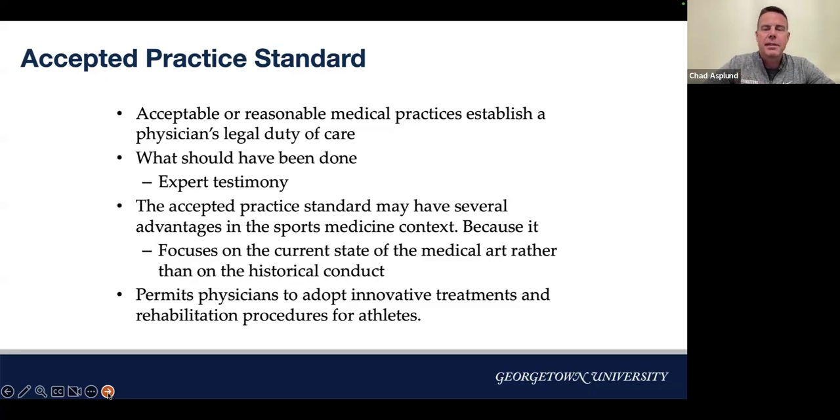When I think about that, I think, what are we doing right now with orthobiologics? What are we doing with some of our injectable therapies? That is evolving, and there is no real defined standard of care, but certainly if they brought in experts to talk about how you might use PRP or stem cells in a high-level athlete, being up to date on the current literature and what is the accepted practice would be very helpful. And really, this accepted practice standard allows physicians to adopt innovative treatments for athletes as long as they're adhering to the current state of knowledge or practice.